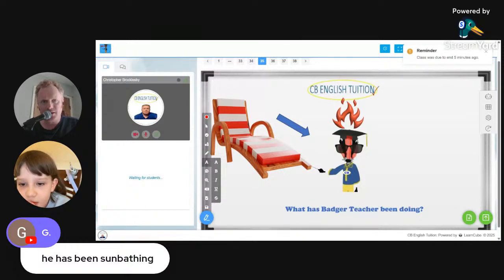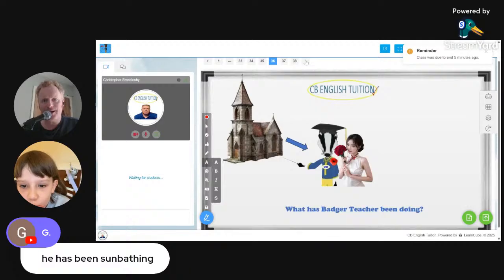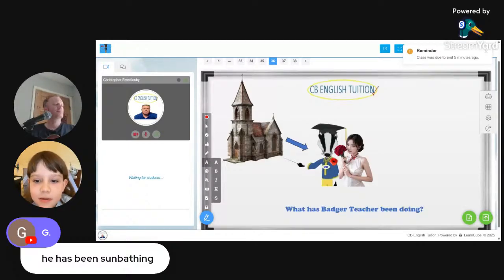Okay, let's turn the page. And what happens next? What has Badger been doing? Badger has been stealing princess. Stealing princess. What is the building behind him? A castle. It's not a castle. It's actually a church. Do you know what a church is? Yes. Oh, Badger has got married.